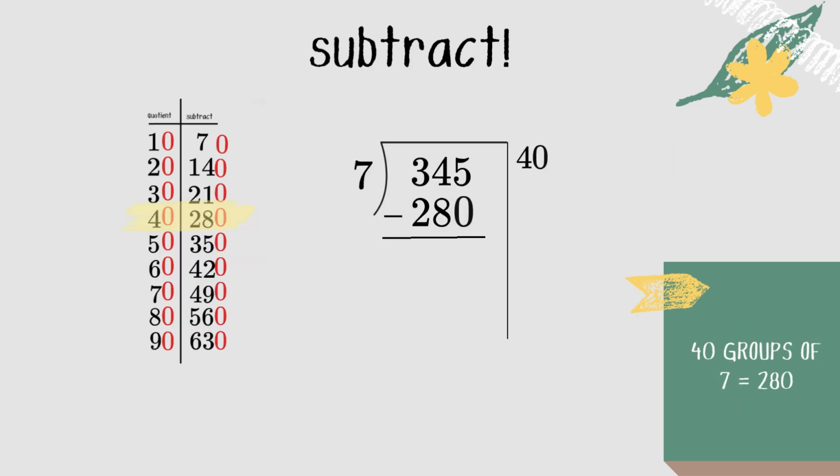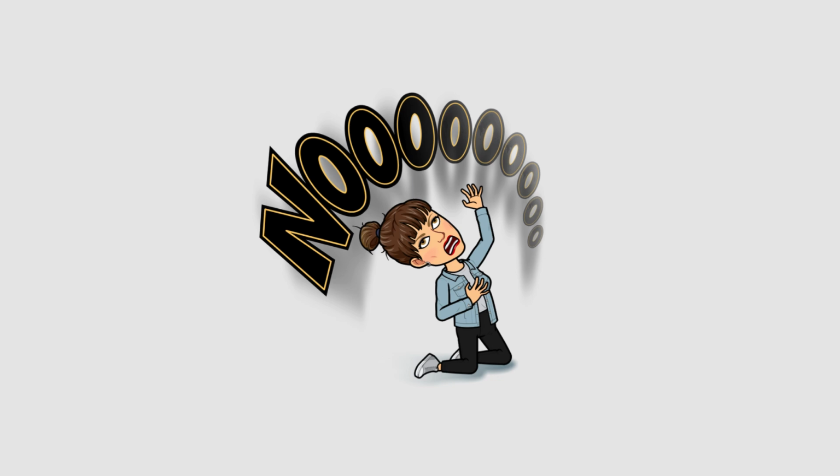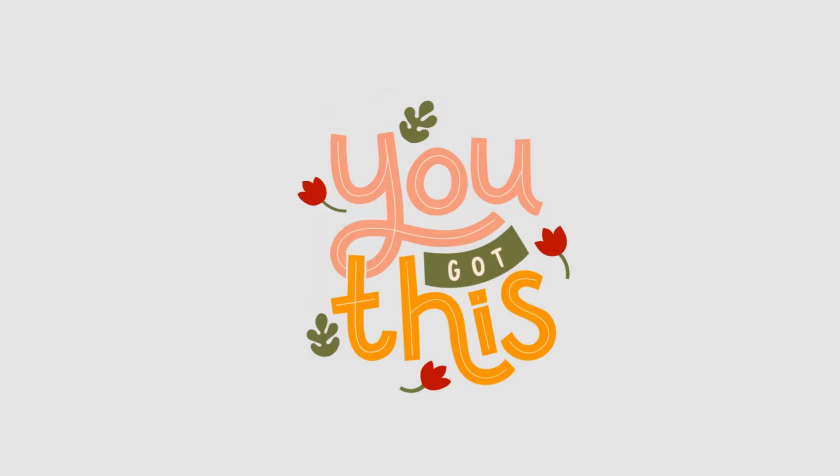Now you subtract. Don't forget to regroup. That is the number one problem with long division. If you do not regroup, you will get the answer wrong. So yeah, regroup please. Whew, you made it this far. Great job. Now, guess what? You have to repeat all of those steps again. You got this. Let's keep going.